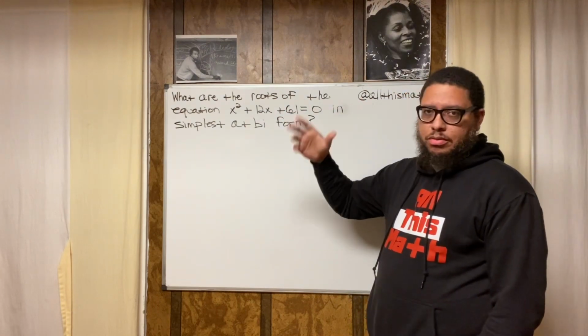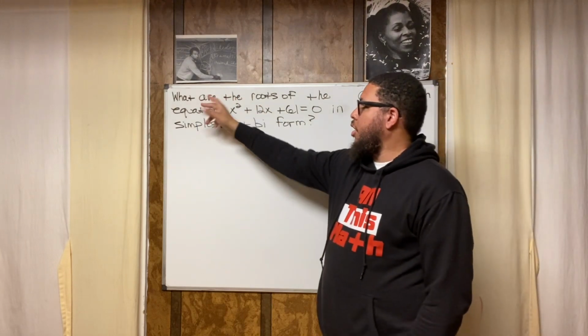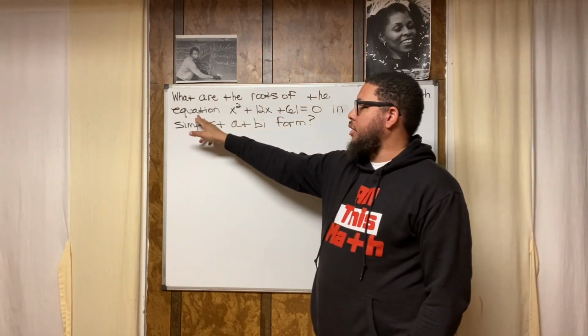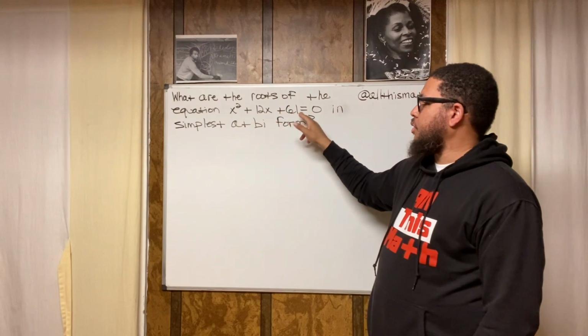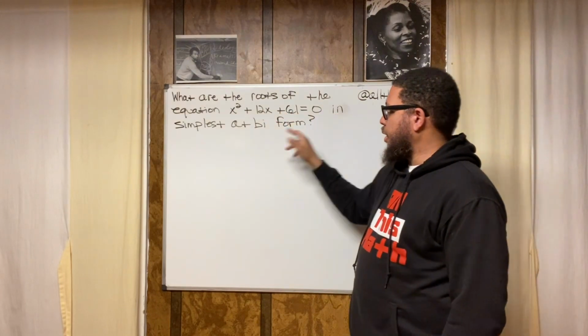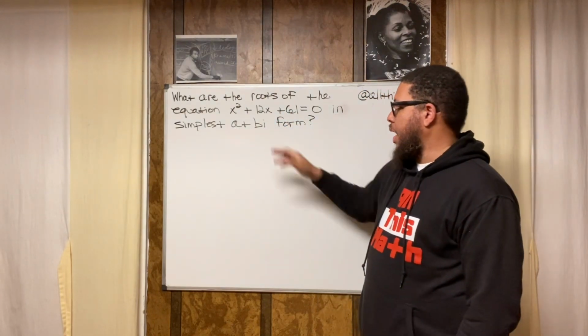Let me start over. Let me run it from the beginning. What are the roots of the equation x squared plus 12x plus 61 equals 0 in simplest a plus bi form?